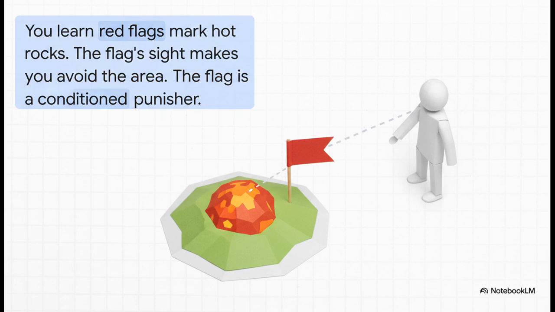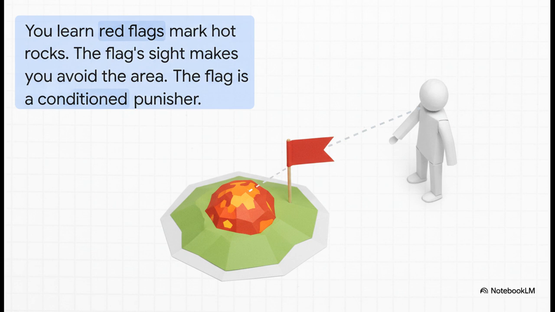Let's head back to our island for a minute. You've been there a while, and you've noticed that the locals put little red flags in the ground near the hot rocks. Now, the flag itself is just a piece of cloth. It can't burn you. But because you've learned to associate that flag with the pain of the hot rock, just seeing a red flag is now enough to make you steer clear of the area.